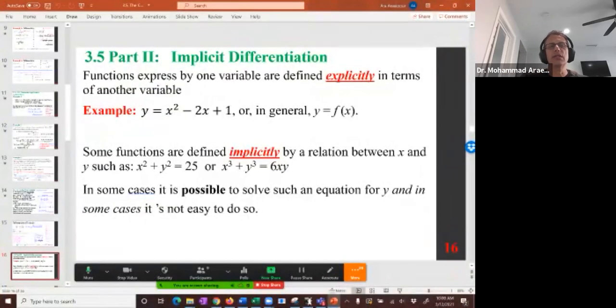Good morning, class. We are looking at the second part of section 3.5, implicit differentiation and related rates.